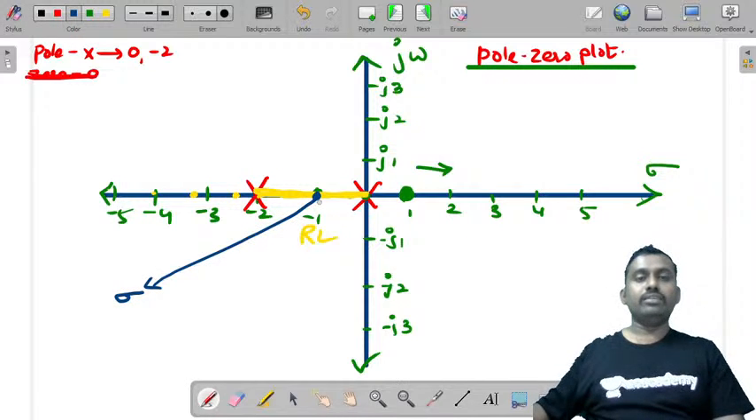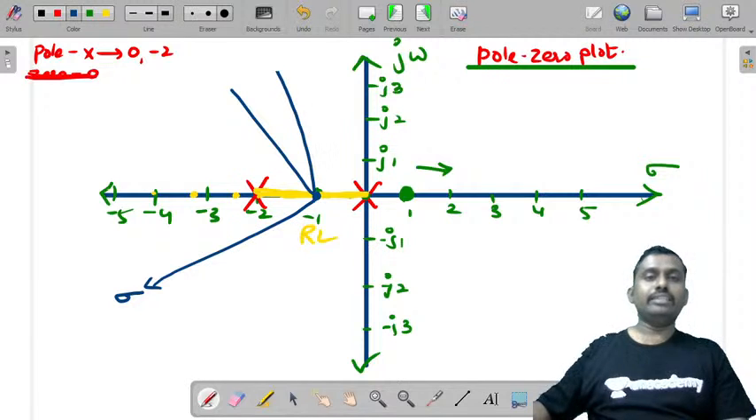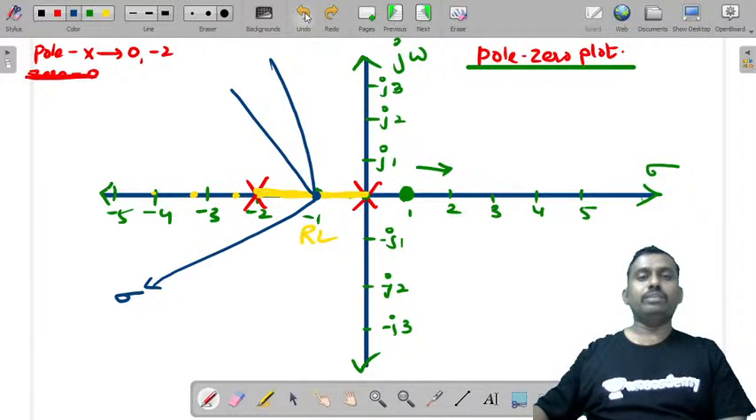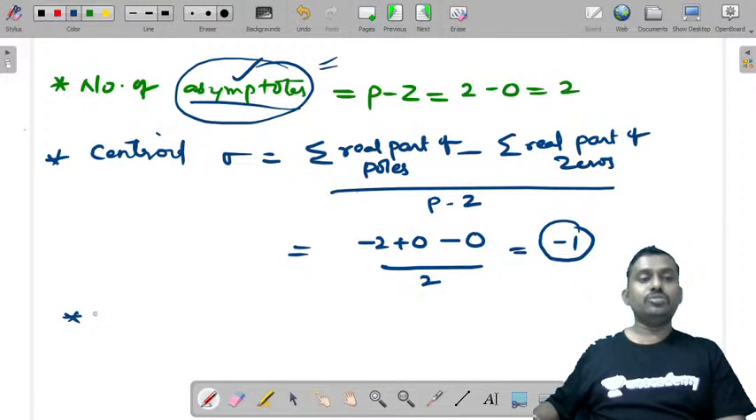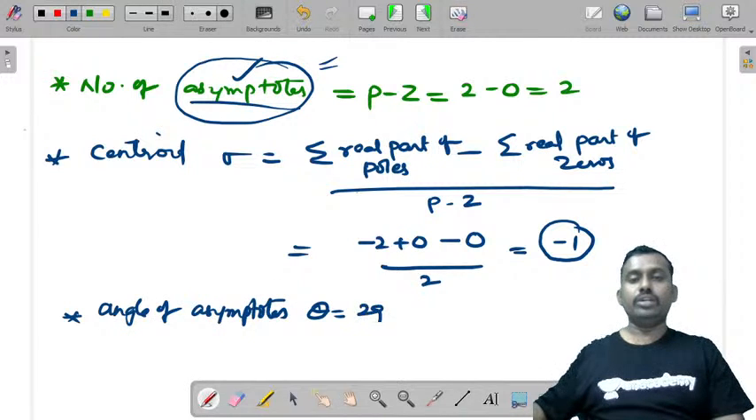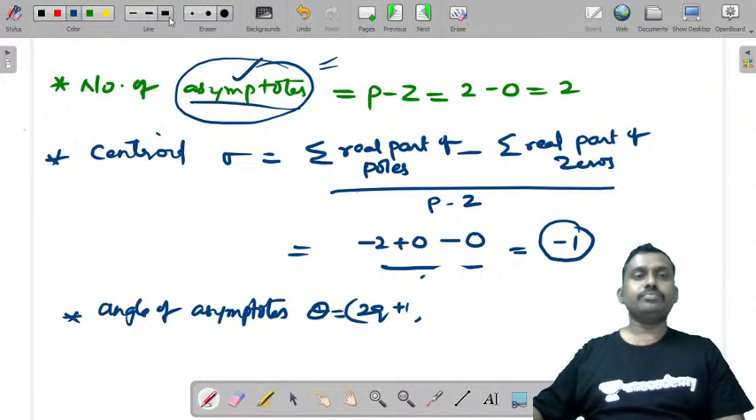How to draw that straight line? Do I need to draw it like this, or like this, or like this? How do I need to draw them? There should also be some angle to draw them. That angle is the angle of asymptotes, which is given as theta is equal to (2q plus 1) into 180 divided by P minus Z.